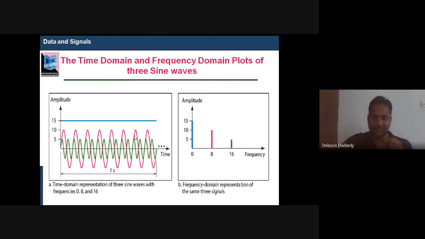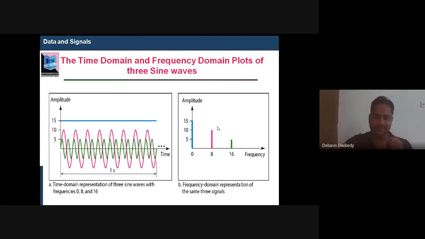Okay, so in both the plots, our target is to show signals. We are representing signals here, but the objectives are different. Here we are showing the rate of change of the signal, but here we are not showing rate of change. Here our objective is to show the frequency and its peak amplitude.